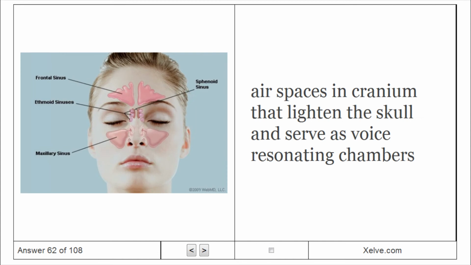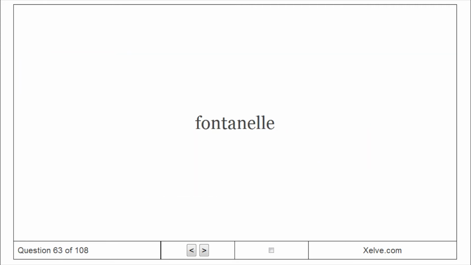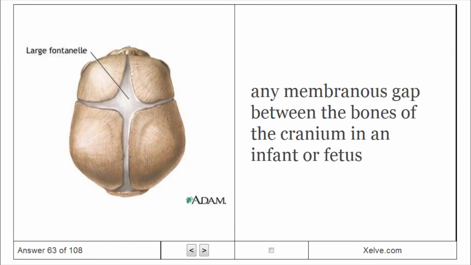Sinuses. Air spaces in the cranium that lighten the skull and serve as voice resonating chambers. Fontanelle. Any membranous gap between the bones of the cranium in an infant or fetus.